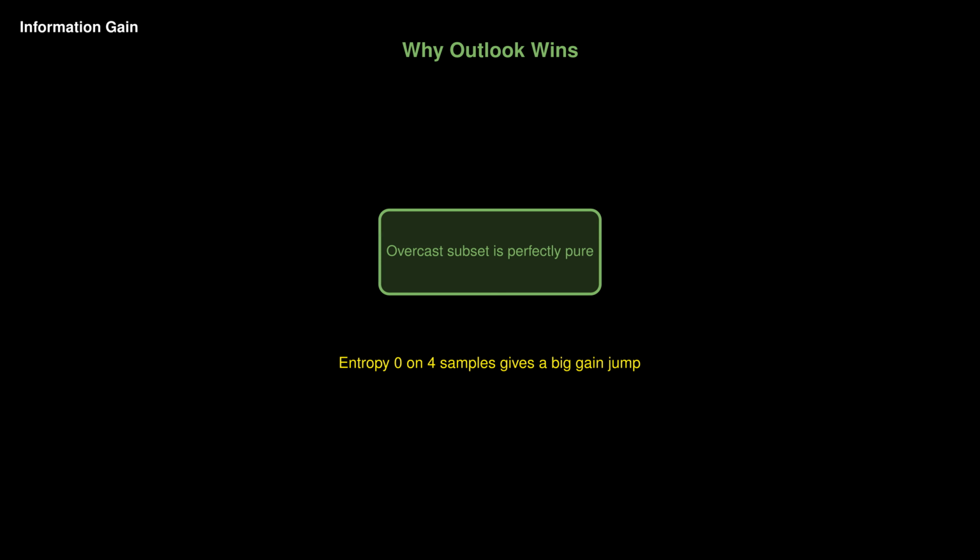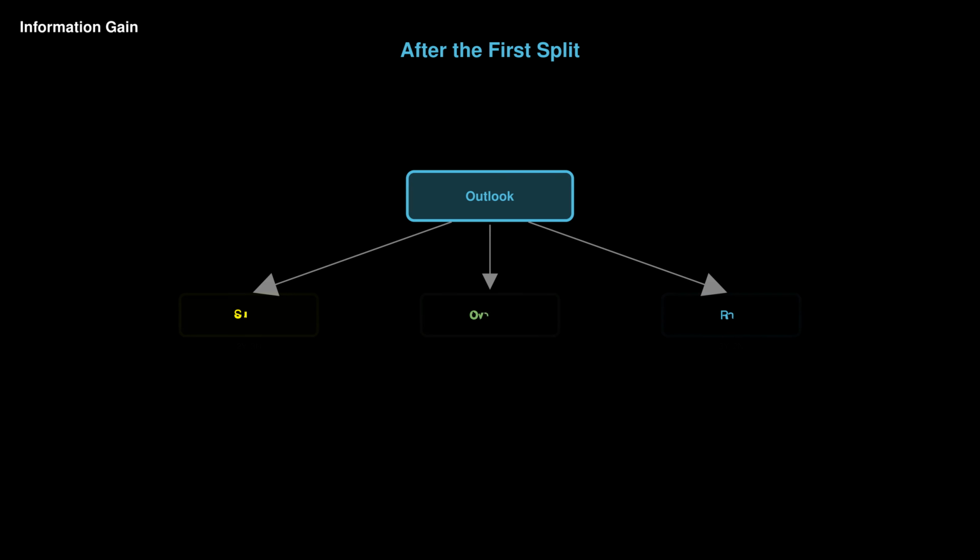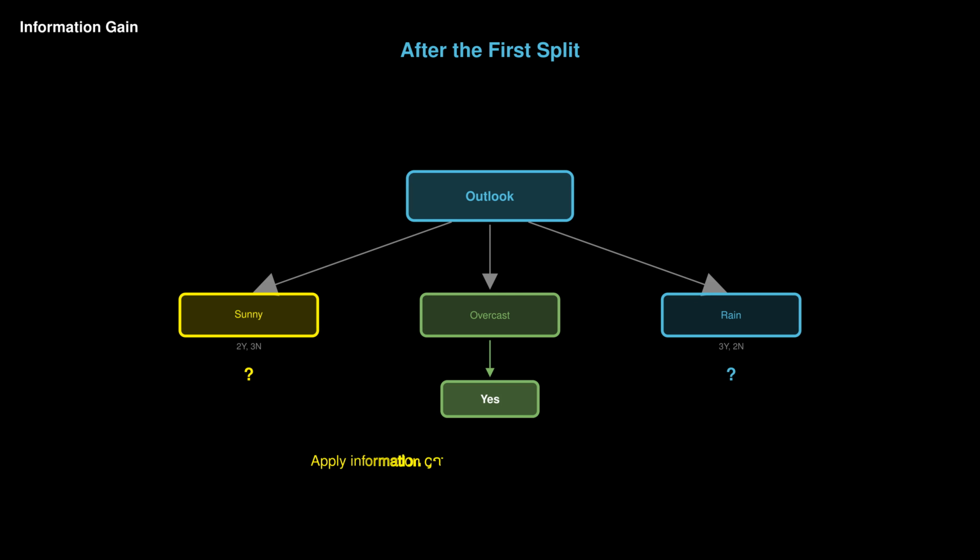So here's what our tree looks like after the first split. Outlook is at the root. 3 branches, sunny, overcast and rain. The overcast branch is done. It's a leaf node predicting yes, but sunny and rain still have mixed classes. They need further splitting, and that's exactly what happens.